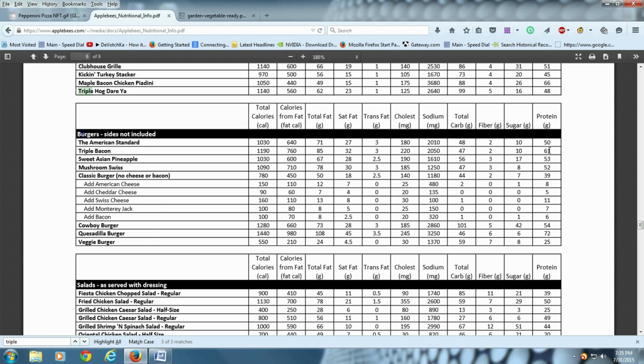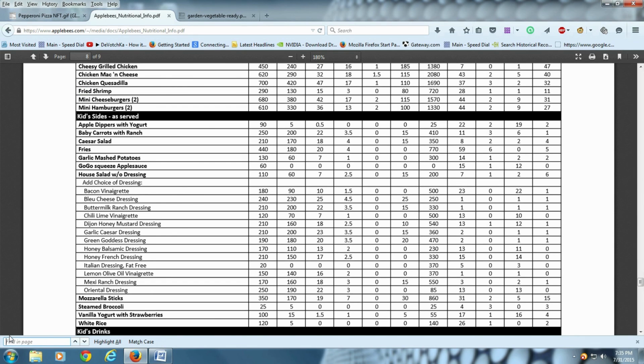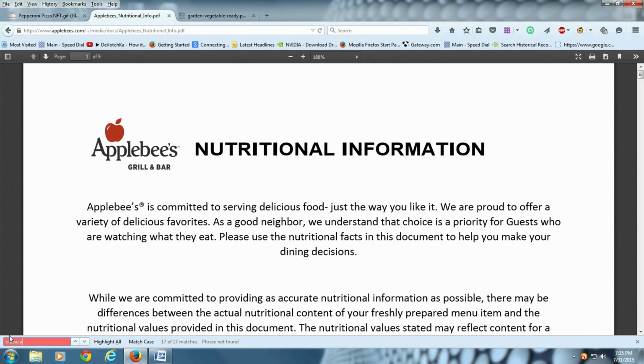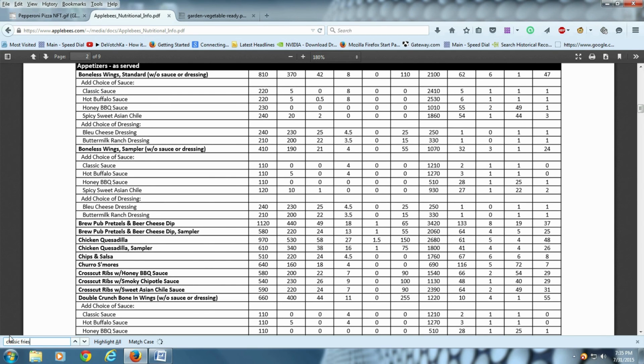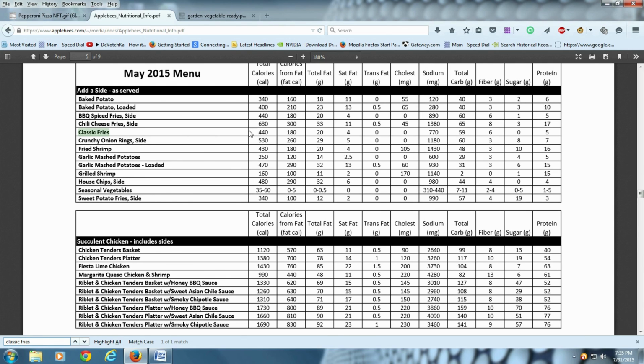Usually when you go out to eat at a restaurant, you don't just get the burger plain. So what do you do? You get fries with the burger, right? I'm pretty sure everybody gets fries. So let's find the fries. I chose to use classic fries for this example. Now we scroll over here: 440 calories, 20 grams of fat. We keep going: 59 grams of carbs and 5 grams of protein.